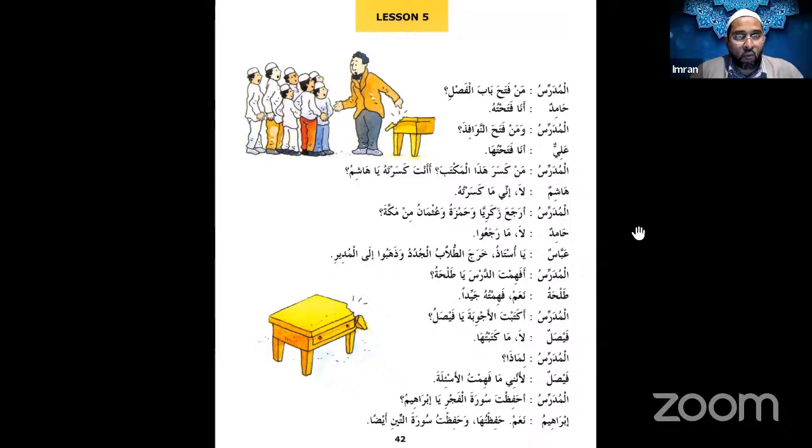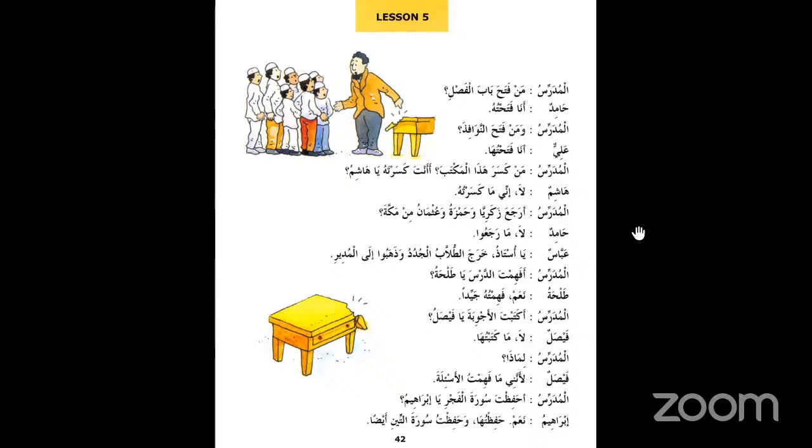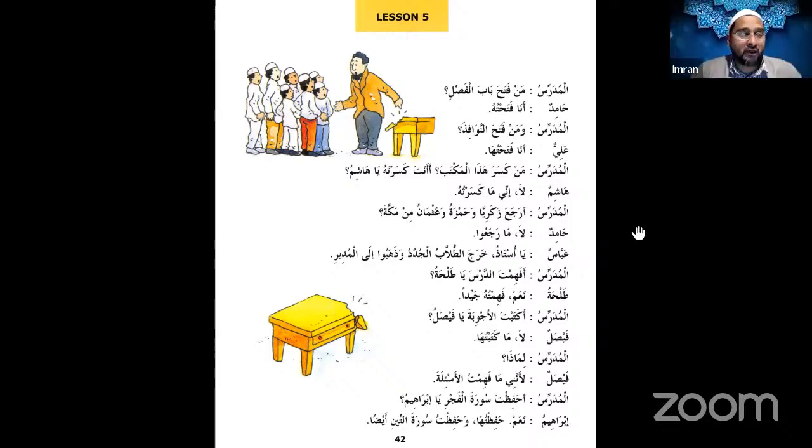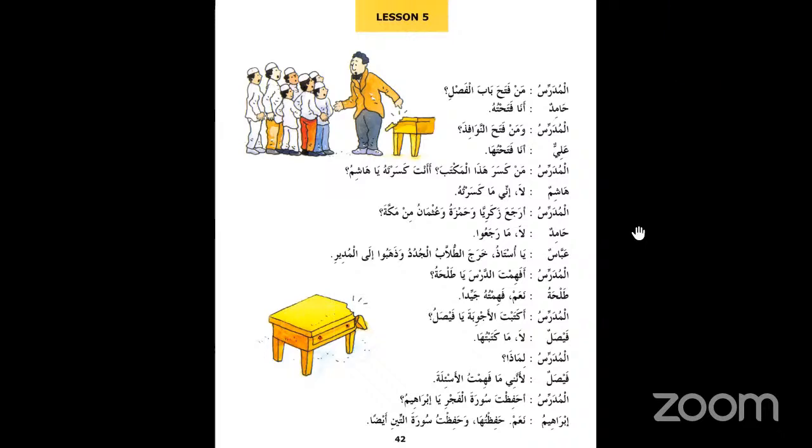So ma, when it comes with the past tense, it gives the meaning of negativity. Negative. So ma kasartu, I did not break it. Is that okay with everyone? So, for example, if I say to Butul Manji, hal dhahabti ila al-masjidi? Did you go to the masjid? La ma dhahabtu. I did not go to the masjid. Excellent.